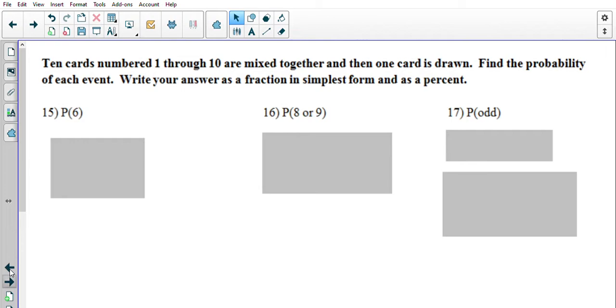P6. Now, it's not going to be 6 out of 10. We do have 10 total cards. A lot of times students want to write 6 out of 10, but it's the probability of selecting a card that is numbered 6. There's only one 6 out of 10, so this will be 6/10.